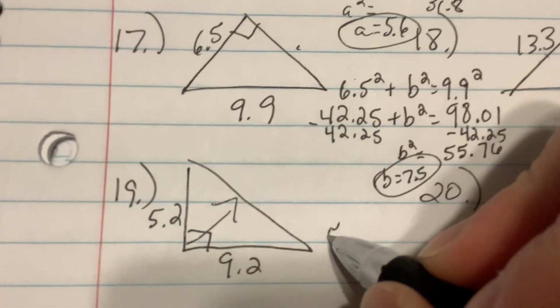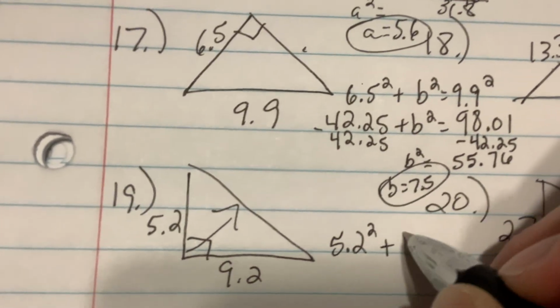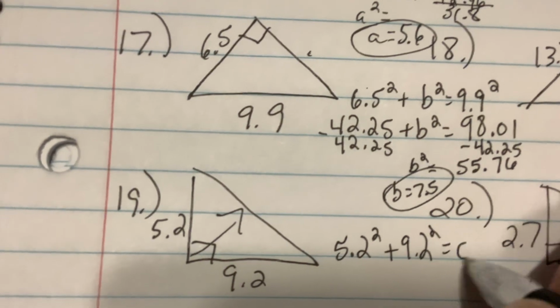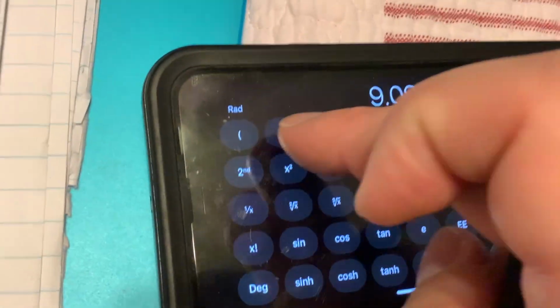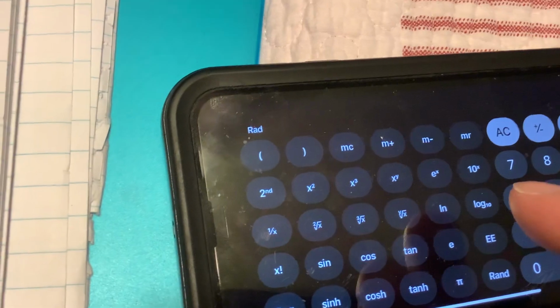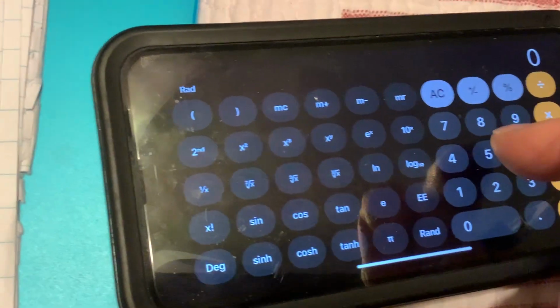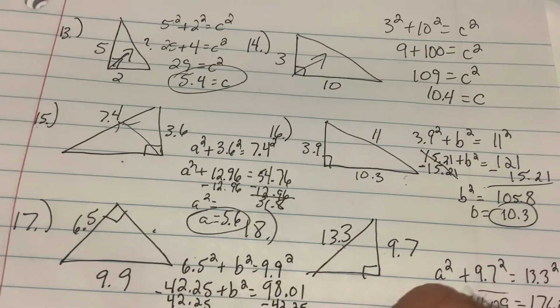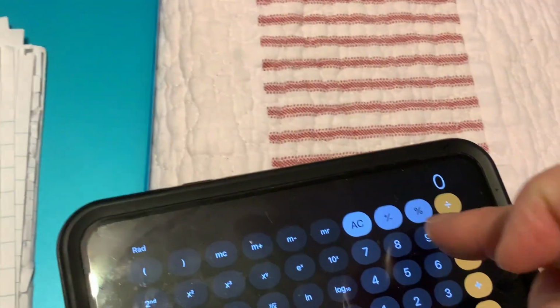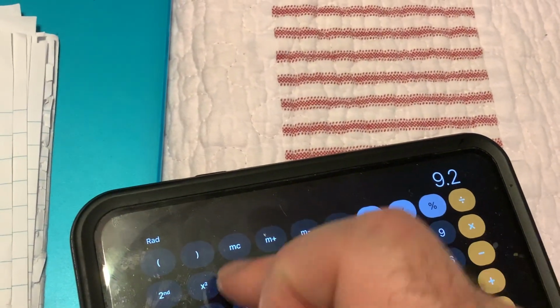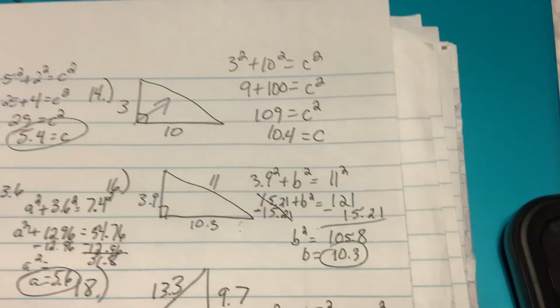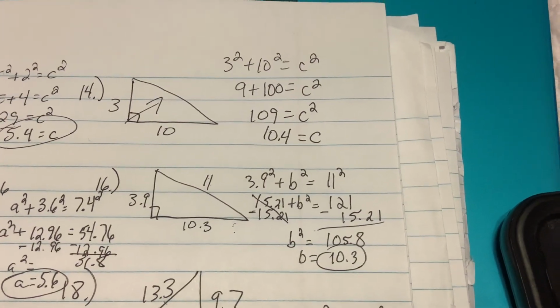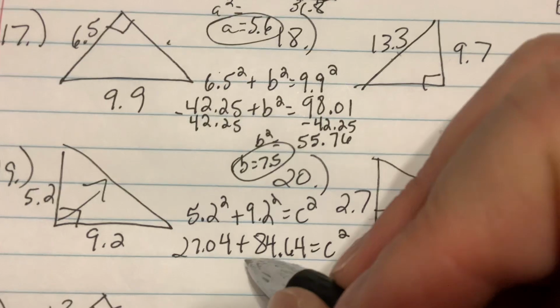Okay, so now they're mixing them both together. So 5.2 squared plus 9.2 squared equals c squared. Okay, so we go back to that if the hypotenuse is the one missing. So 27.04 plus 84.64 equals c squared. Okay, so now add those together.